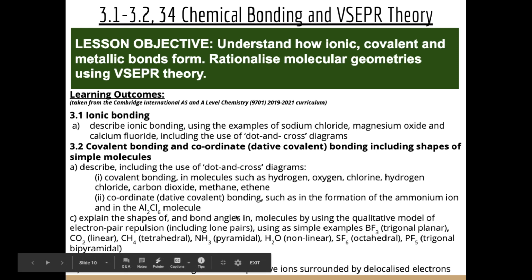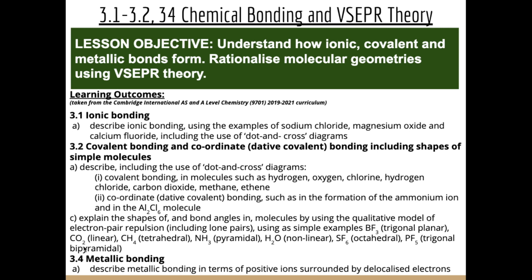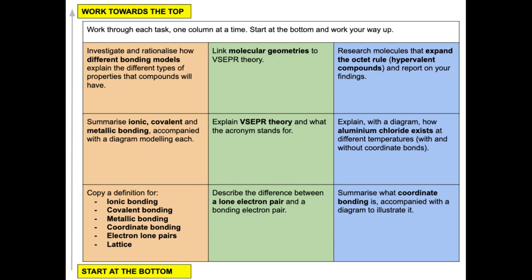We look at the bond angles in the next lesson, so don't worry too much about that. We explained the shapes of molecules by using the qualitative model of electron-pair repulsion, which is our VSEPR. Now, we're going to go into this one a lot more in the next video. But then finally, we looked at the metallic bonding model and described metallic bonding in terms of positive ions surrounded by delocalized electrons.